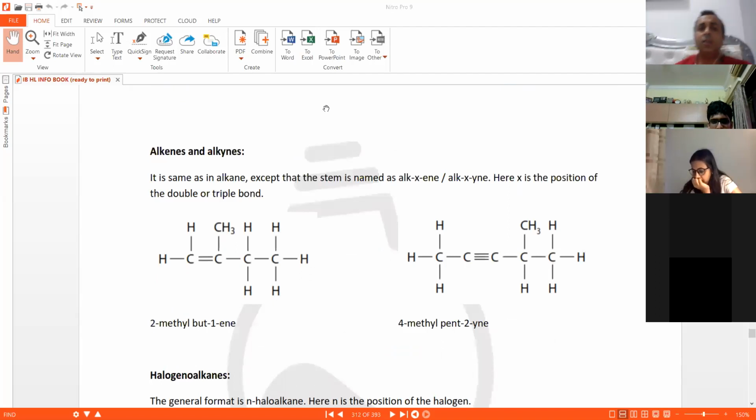Alkenes and alkynes, you need to mention the position of the double bond and the triple bond. That numbering gets the priority, not the branch. Here I will ignore the branch and see which end the double bond or triple bond is nearest from. It's nearest from here, so the double bond is at carbon number 1, and accordingly the methyl comes at carbon number 2. So 2-methyl but-1-ene.